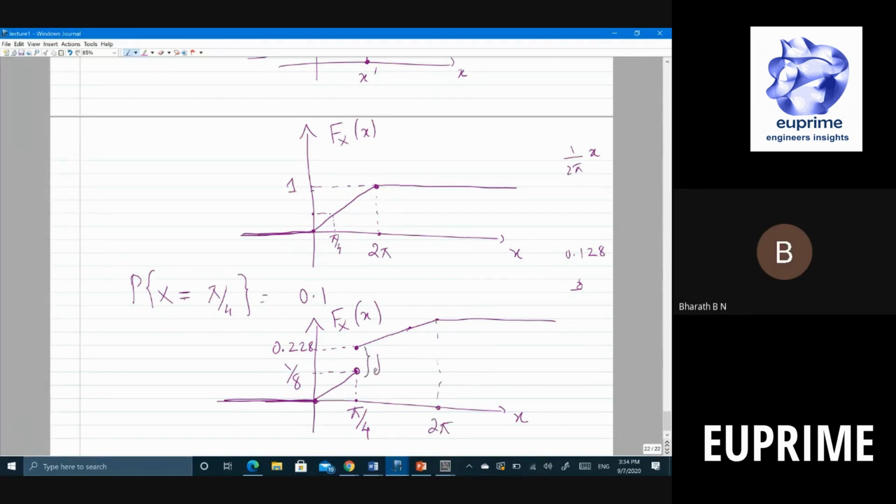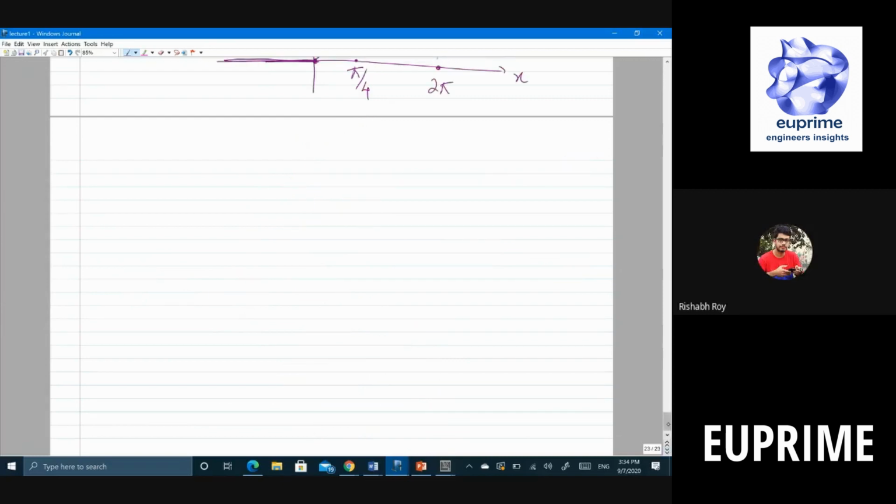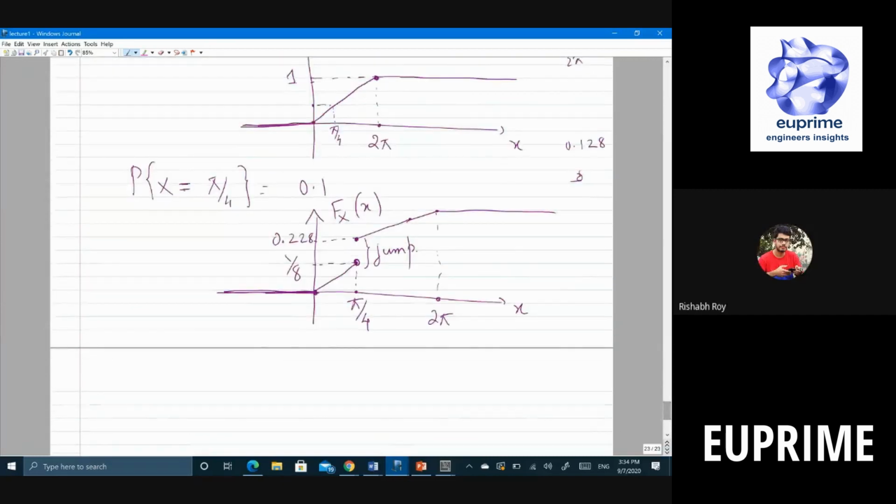There is a jump. That means the derivative does not exist at pi by 4. So you cannot have a density for such a random variable. So can we say that it is a uniform distribution? It is uniform except for pi by 4.